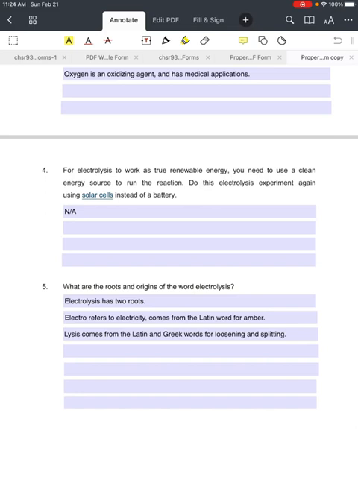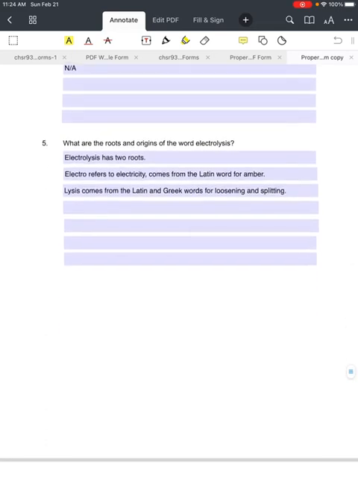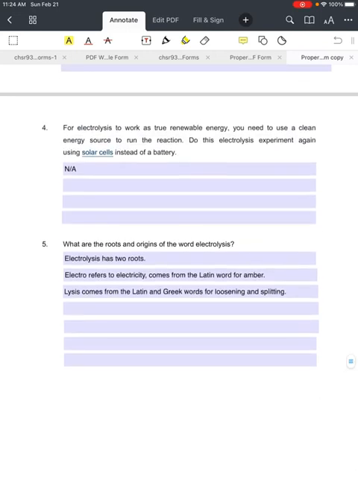And lysis, of course, comes from the Latin and Greek. It comes from the Latin, but the Latin got it from the Greek. Words for loosening, and in modern usage, lysis usually means a splitting. So, like a lysosome in the cell is where you split up your food molecules. So, electrolysis does not refer to killing of hair.